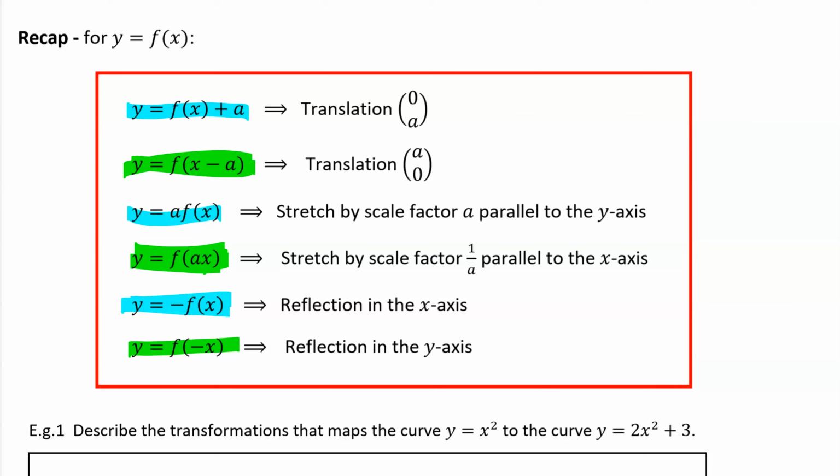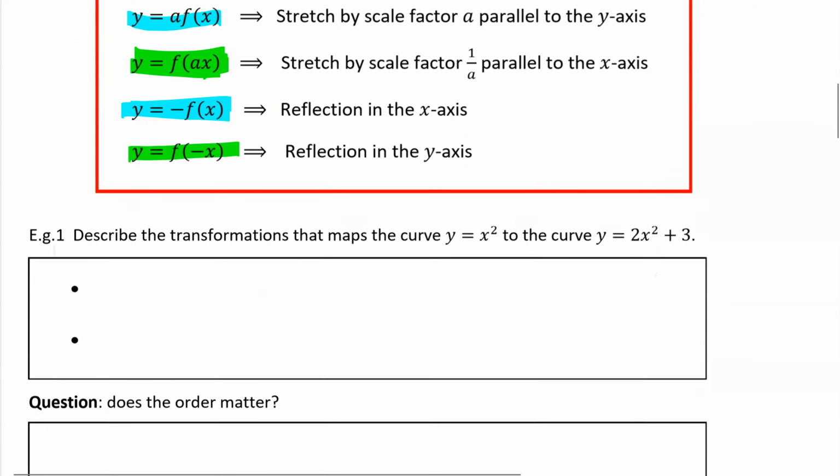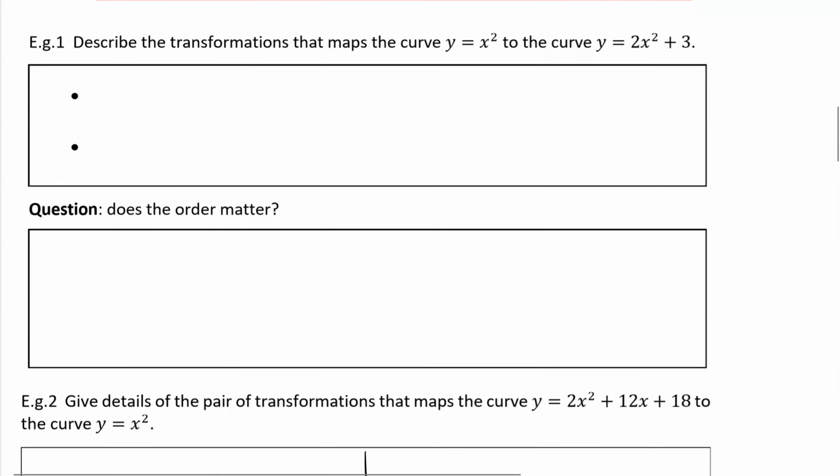So basically, if the change is happening inside that bracket, or if you think about it in terms of it's no longer just x inside that bracket, it's going to affect your x's and it's going to do the opposite of what you might expect. If it's outside of the function, so all the ones in blue for example, then it's going to do what you expect. It's going to affect your y's. Now in this section, how it differs from first year is that there's going to be multiple transformations.